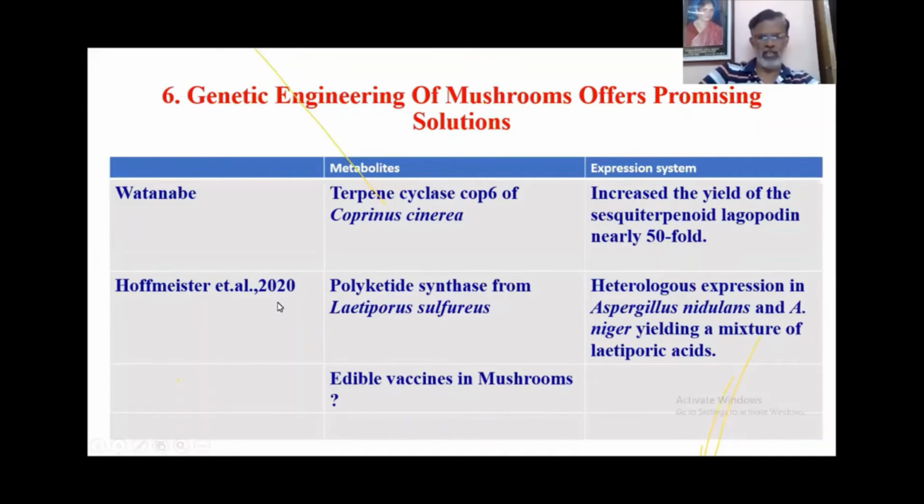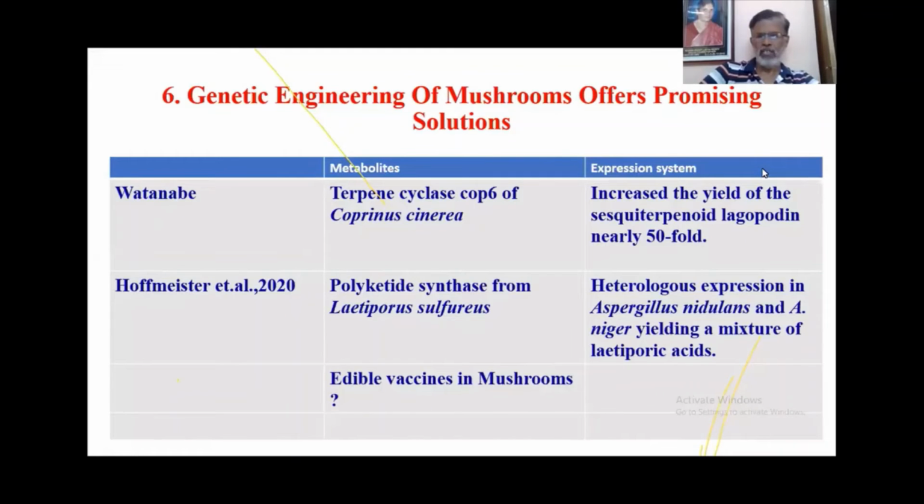Then Hofmeister in 2020 used a polyketide synthase from Lithoporus sulfuris. He isolated this gene and introduced it into Aspergillus nidulans and Aspergillus niger, and as a result he got a mixture of lithoporic acids. So this is a heterologous expression.